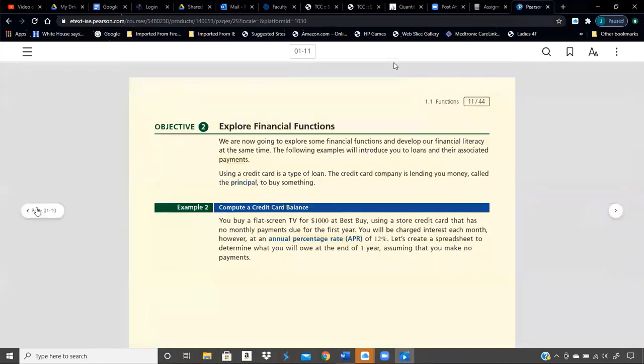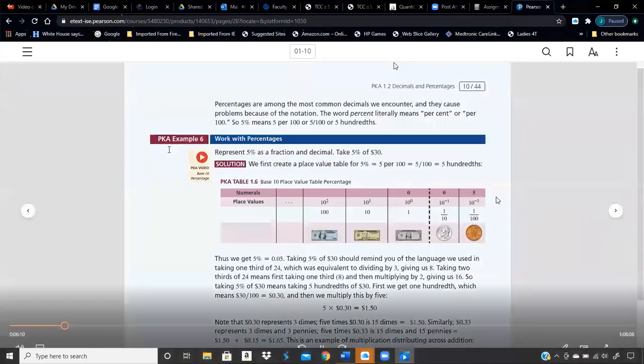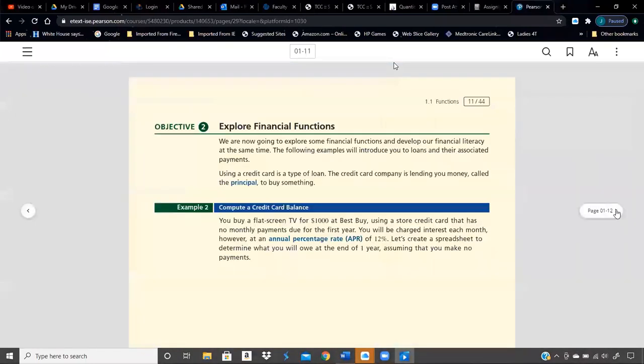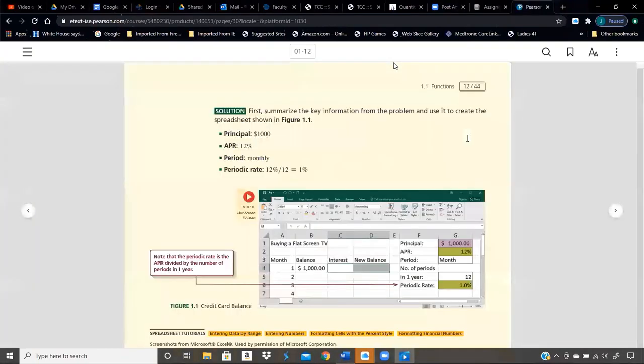Anytime the page is purple, I've said at one point, this means PKA, prior knowledge assessment. So this is stuff you should already understand for this class, but if you don't, then you definitely need to read it. And then example 2, computing a credit card balance. You buy a flat screen TV for $1,000 at Best Buy, APR 12%. Look at this. That looks just like the guided worksheet. There's even a video for this. So I'm going to say this for the 9,000th time. Your textbook really does cross-reference a lot of the stuff that we will cover, either in guided activities, or what I do in a lecture.